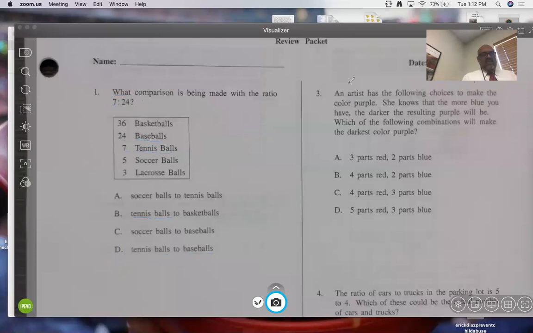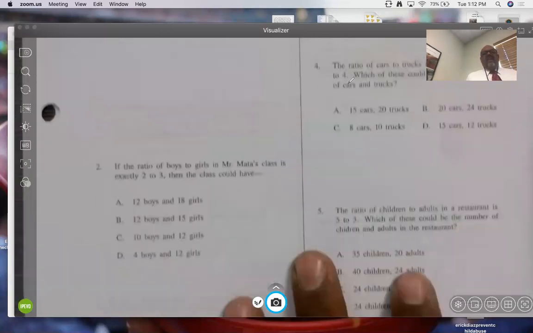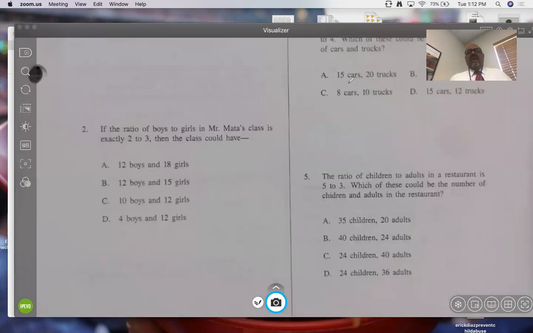Let's go ahead and go to the next one. Question number 2: if the ratio of boys to girls in Mr. Mata's class is exactly 2:3, then the class would have 12 boys and 18 girls, 12 boys and 15 girls, 10 boys and 12 girls, or 4 boys and 12 girls. Obviously, we're going to start out with our ratio. So we know it's 2, and then 2 what? I would hope you're saying boys. Once again, it's weird that you guys aren't around. So 2 boys, and then my ratio is to 3 girls.